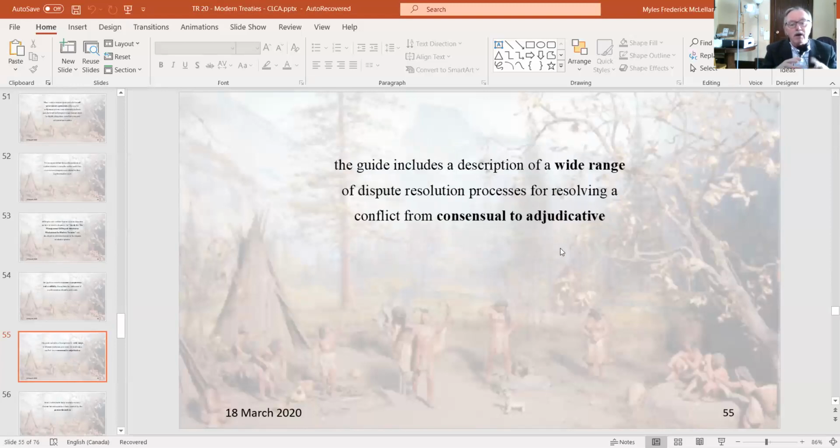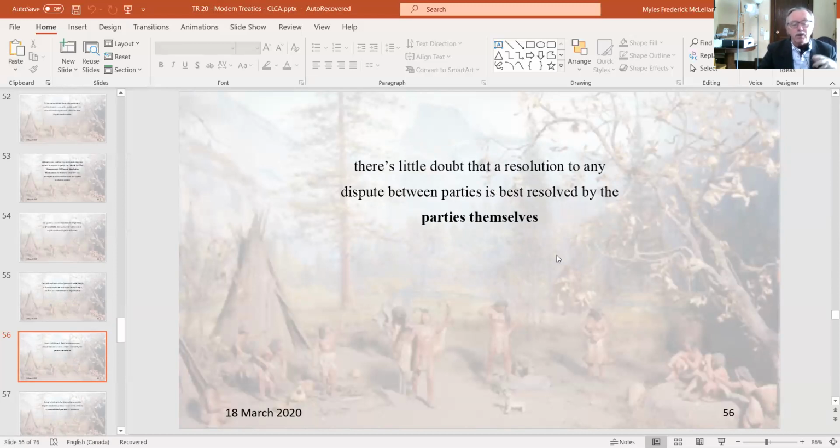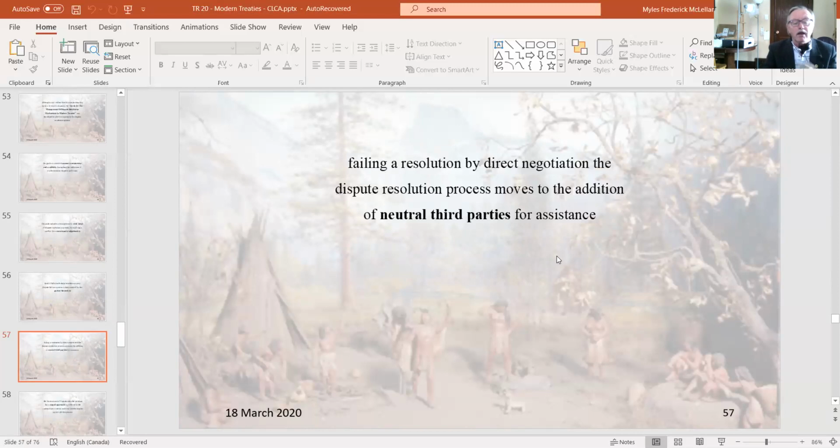There are a wide range of processes for resolving disputes. They range from consensual negotiations to what are considered to be adjudicative. Adjudicative means essentially a court-like process where the parties adjudicate their issues before somebody who sits and hears them. We can start from the beginning, where there's very little doubt that a dispute is hopefully best resolved as a negotiation between the parties themselves, without bringing third parties into the process. So hopefully that can take place.